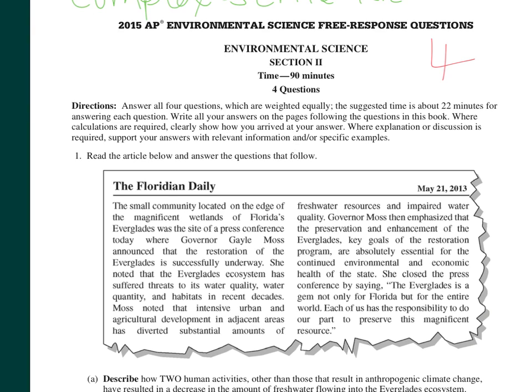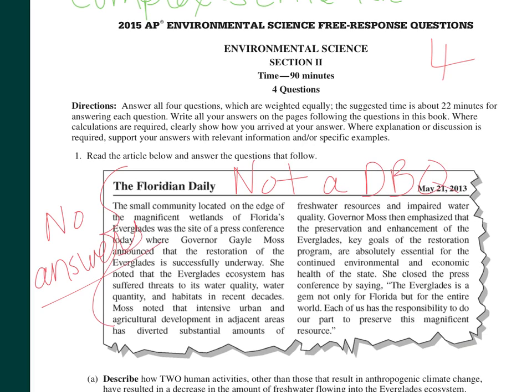It is not a DBQ. We call it an FRQ. And the document has no answers in it. And so you do not need to quote from it. You do not think that the answer is in there and then you're done. That is a common mistake.